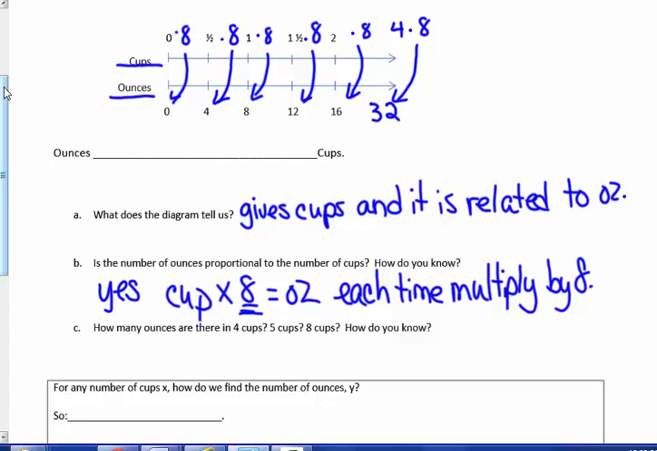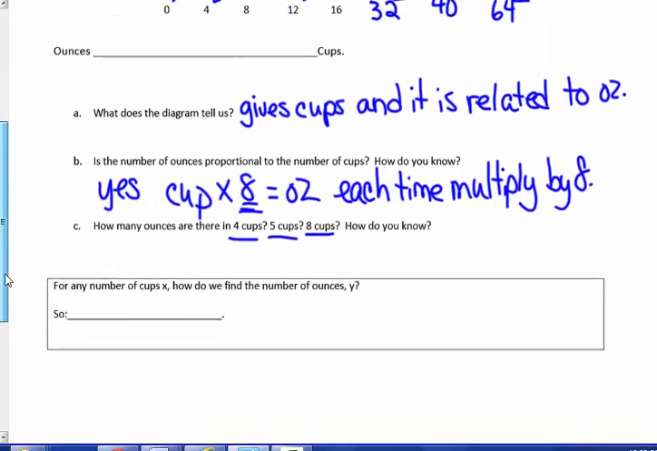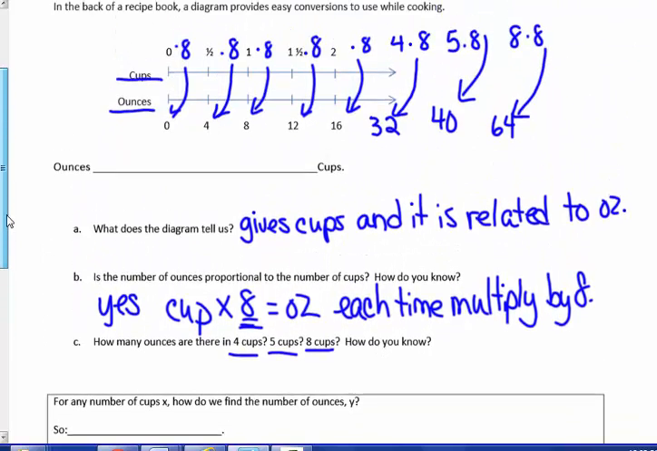I'm going to answer this question up on the top here. So 4 cups, 5 cups, and 8 cups. 5 times 8 would give me 40 ounces. 8 times 8 would give me 64 ounces. How do I know? Because I'm multiplying by the constant rate. Each time I'm multiplying by 8. That's how I know.